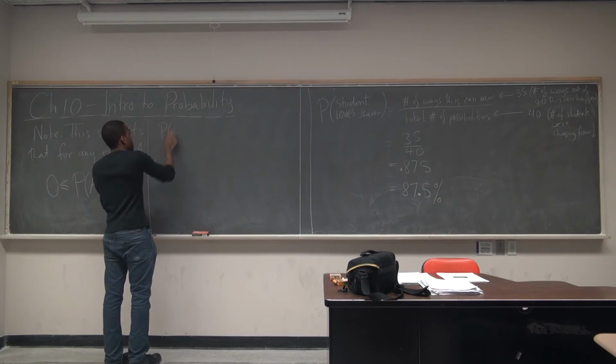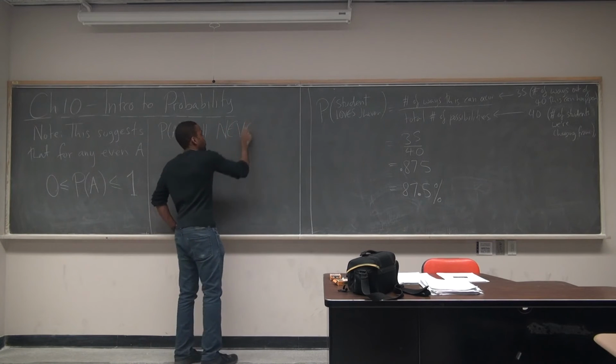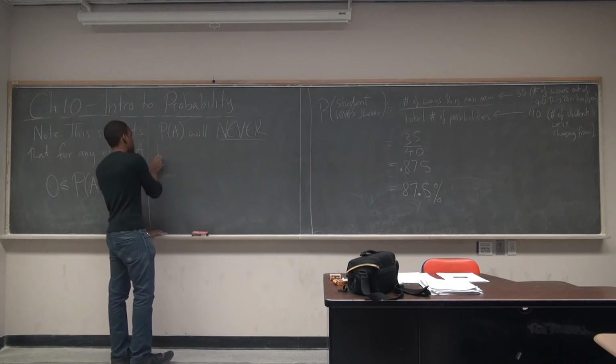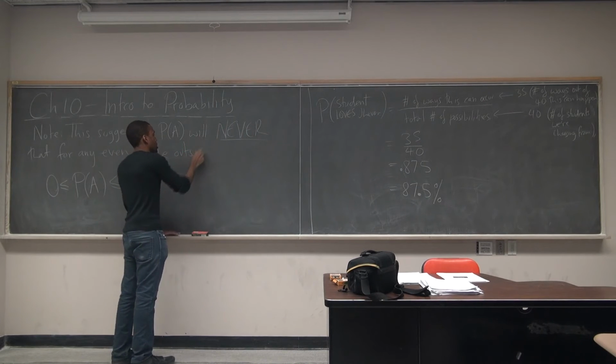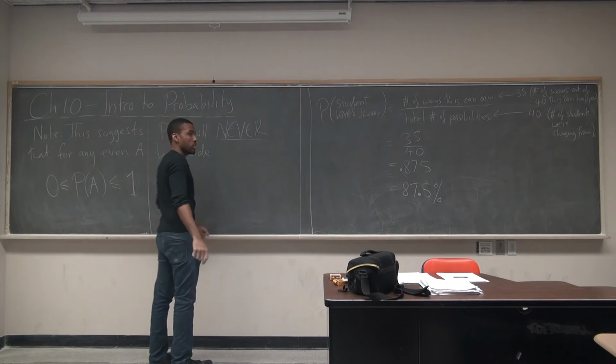It's like when you get a p-value. They will never be outside this range. If you do your calculations and you get a probability that's negative or bigger than 1, you made a mistake.